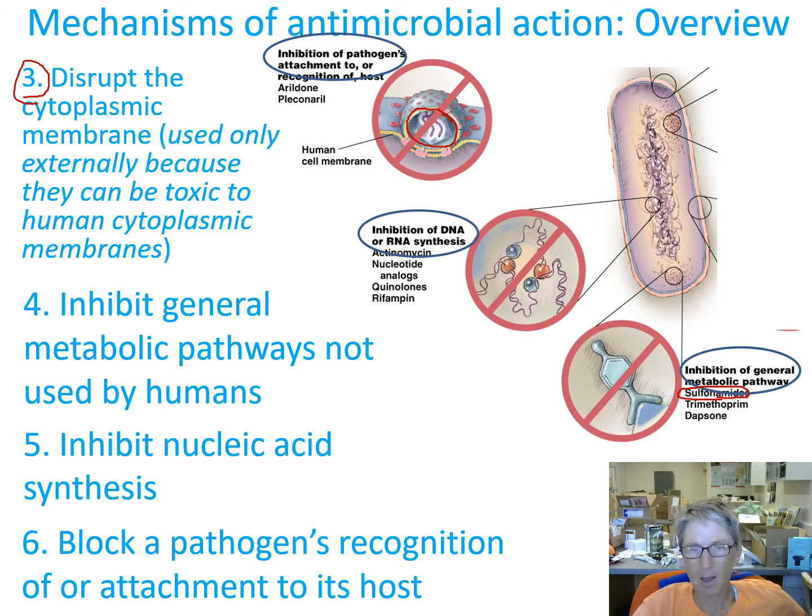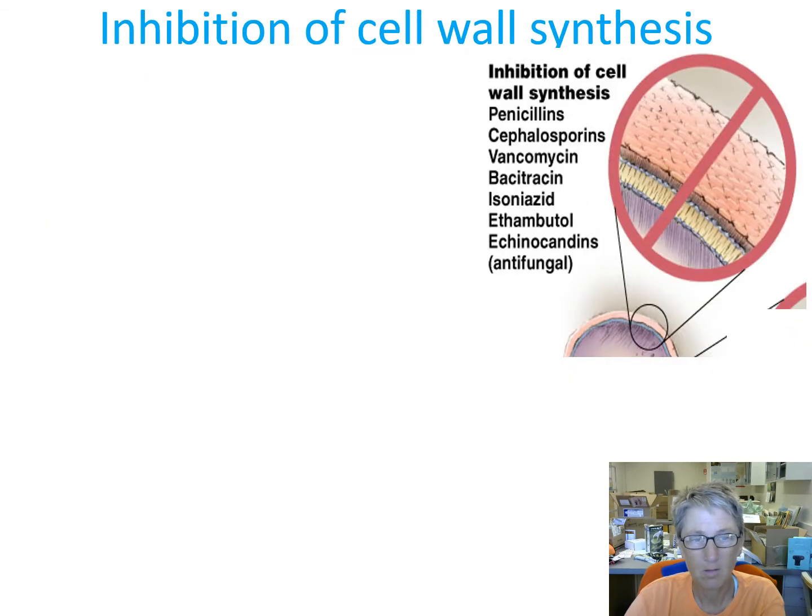So we talked about that. The cytoplasmic membrane is here. Remember, it's a phospholipid bilayer. It's deep to the cell wall. And you should use a drug that disrupts the cytoplasmic membrane only externally on humans, because they can be toxic to human cytoplasmic membranes. And remember, if we applied the drug topically, the cells on our skin are dead skin cells, so it's not going to hurt the host. That's us.